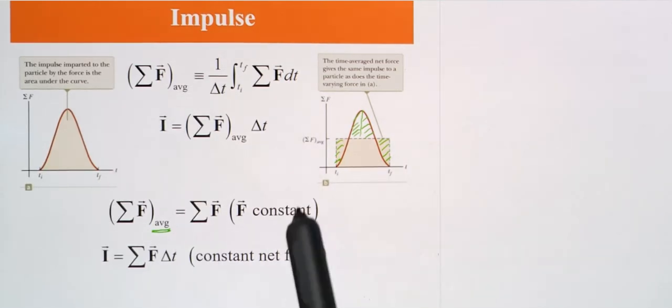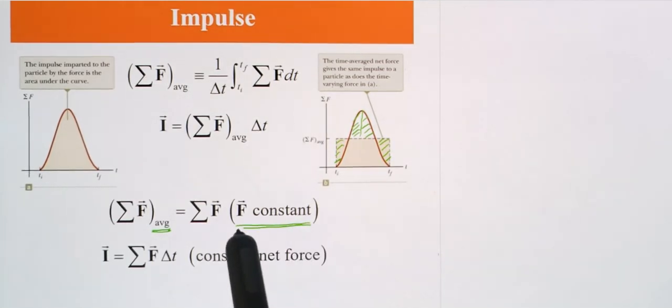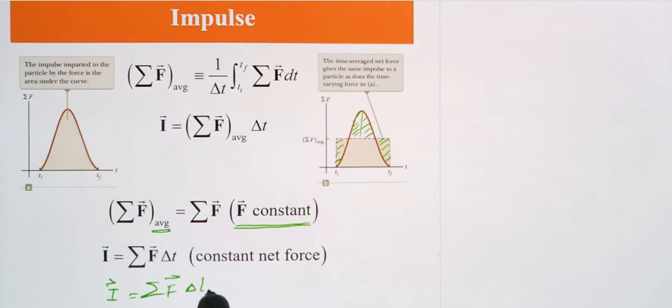So when we solve problems, we always talk about the average force. And in this situation, we assume the average force is constant. So when we talk about impulse, average force multiplied by time, as written here, we are talking about constant net force.